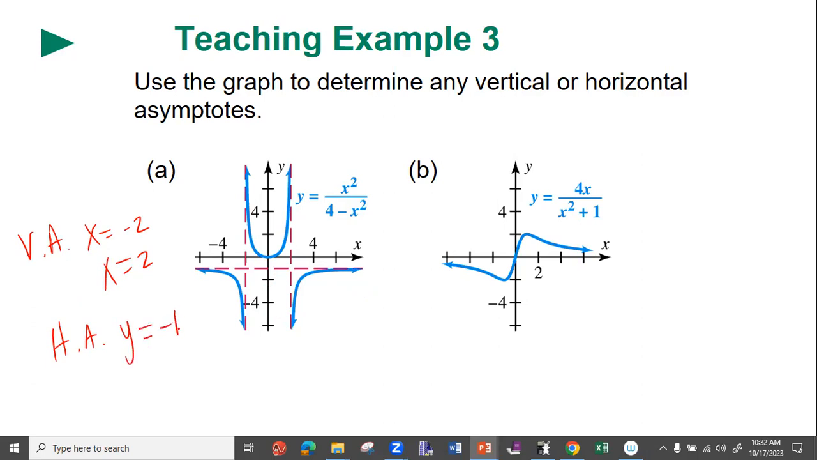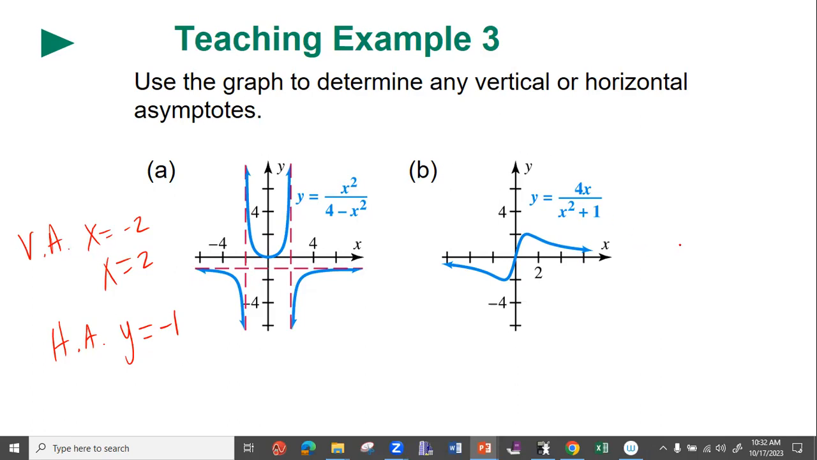At y equals -1. So when we are vertical, we're going through the x-axis. That's why it's x equals. When we are horizontal, we're going through the y-axis, which is why it's y equals. Okay? Was that terrible? Nope, it's just reading the graph. B.